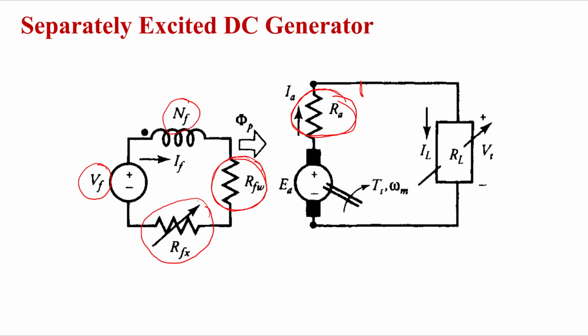Regulate the voltage by regulating the current in the field circuit. When you regulate the current in the field circuit, the phi will change, right? As the phi changes, the voltage will also change. So this field variable resistance is required to control the current in the field winding, that is If.